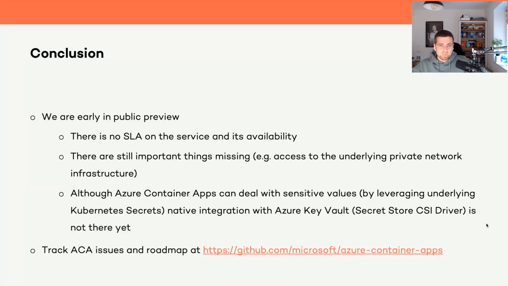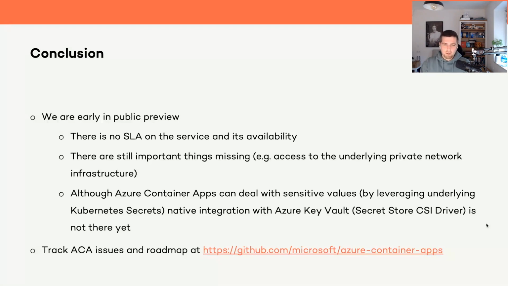And I have summarized a little bit my feedback up until today. We are still early in preview. Obviously, preview means there's no SLA, and there are important things missing, right? So every Azure Container App environment has its own virtual network infrastructure, which ensures your workloads are isolated from the workloads that other customers run there. But I want, for example, to bring my own virtual network, right? Or give me control over the underlying virtual network infrastructure, things like that.